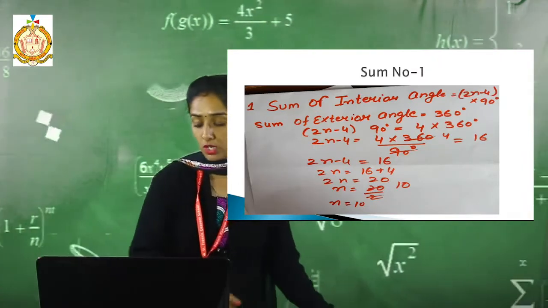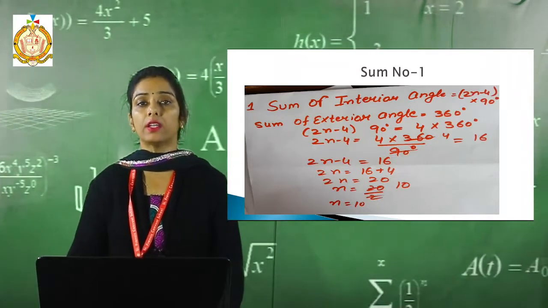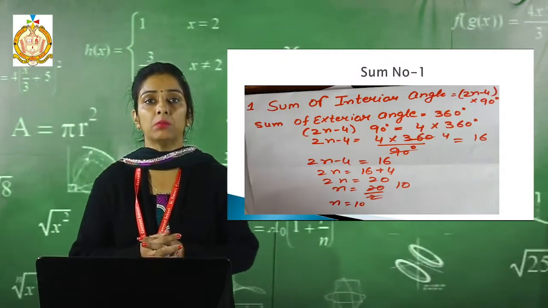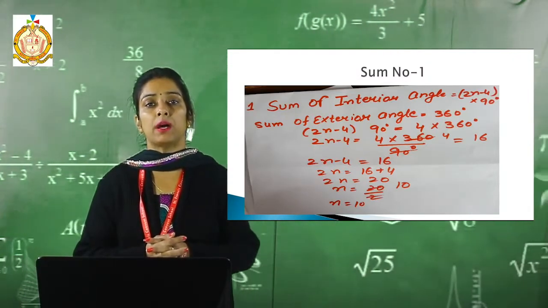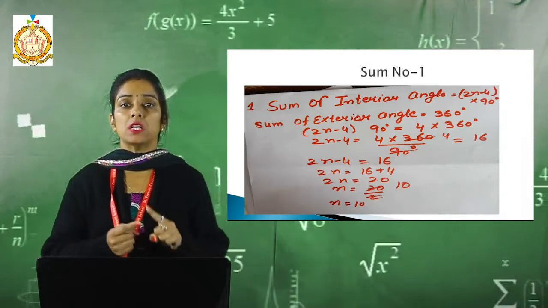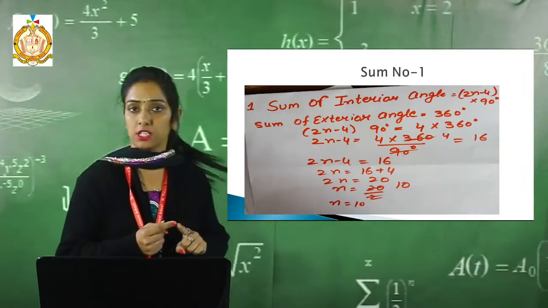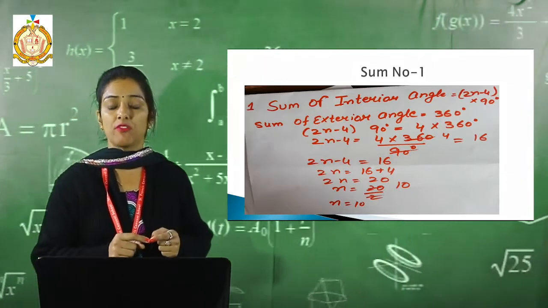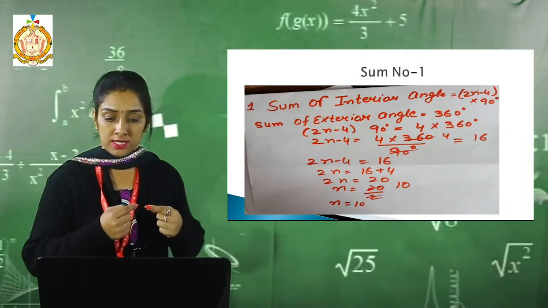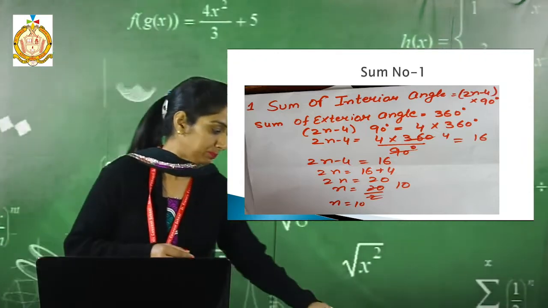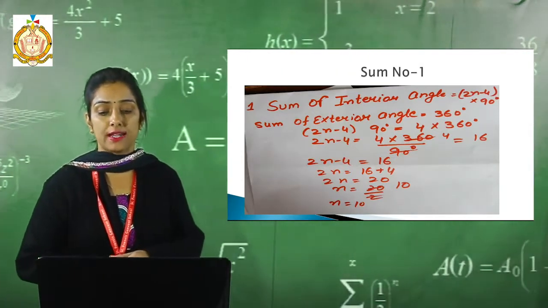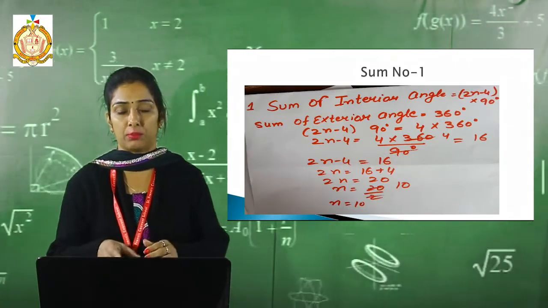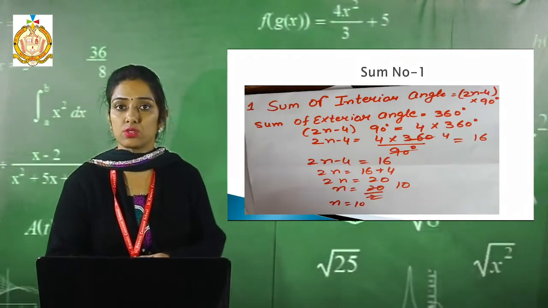So students, first of all I will tell you the formula: the sum of interior angles is equal to (2n minus 4) multiplied by 90. Once again I repeat, the sum of interior angles is equal to (2n minus 4) multiplied by 90, and the sum of exterior angles is 360. Now in this question he said that the sum of interior angles is 4 times the sum of exterior angles, and the sum of exterior angles is equal to 360.